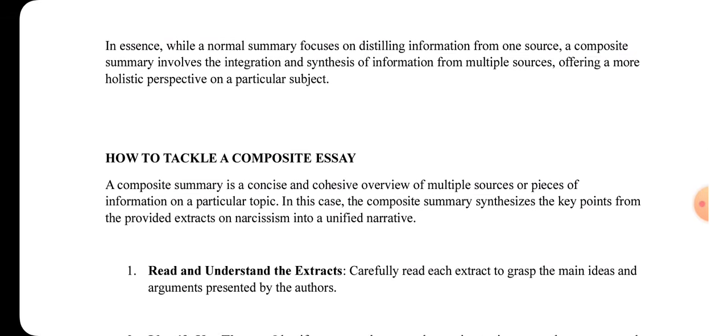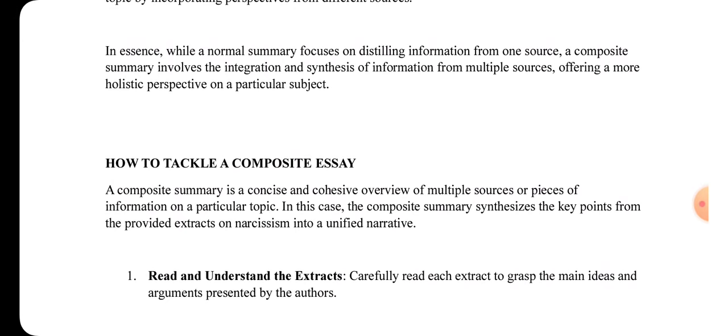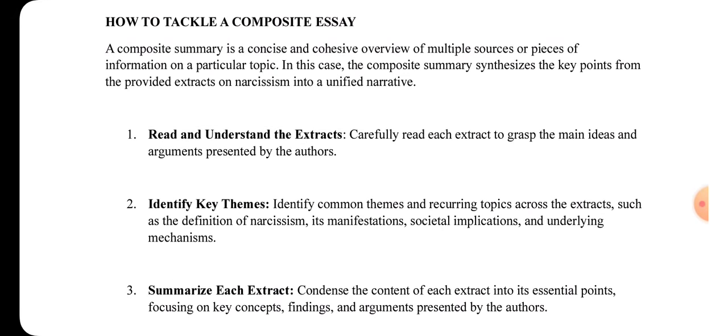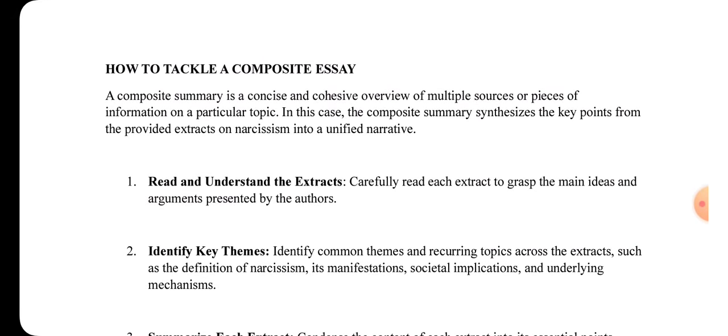So while normal summary focuses on distilling the information from one source, a composite summary involves the integration or synthesis of information from multiple sources, offering a more holistic perspective on a particular subject. So here the goal is to get information from multiple sources, but with the normal summary it's not like that. So now you know the differences. Now let's look at how we can tackle the composite summary.